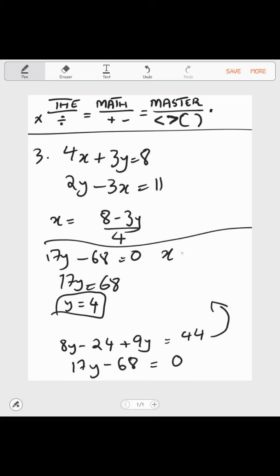Now similarly you can write x equals 8 minus 3y over 4. You have already calculated y, so you write 4 over here. 8 minus 12 is minus 4, divided by 4 equals minus 1, and you get the answer minus 1 comma 4.